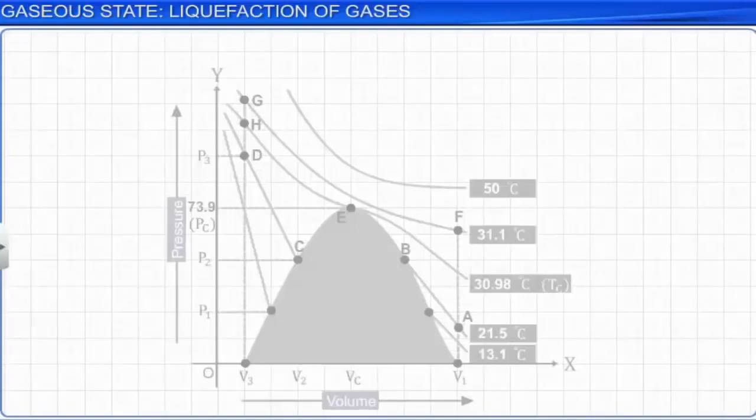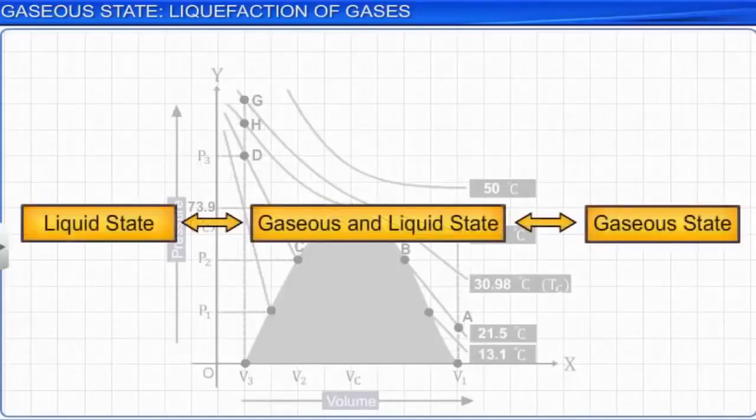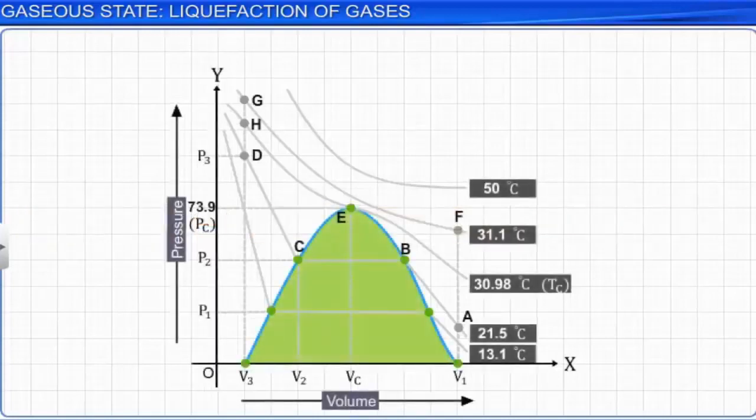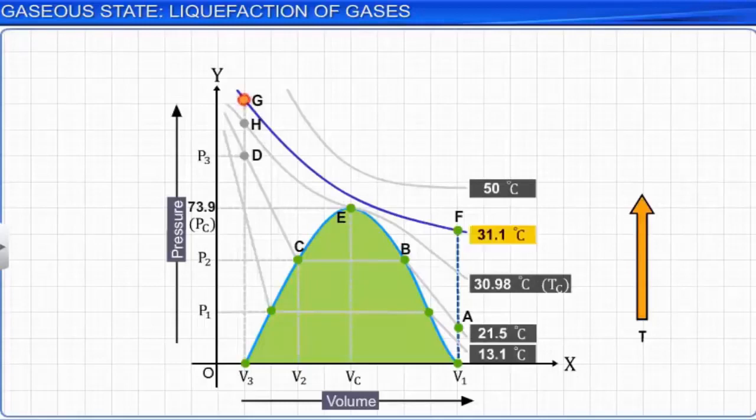Note that it is possible to change a gas into a liquid or a liquid into a gas, such that there is always a single state present, by altering the conditions of temperature and pressure. For example, in the graph, we can move from point A to point F vertically by increasing the temperature. Point G can be reached by compressing the gas at constant temperature along the 31.1 degrees Celsius isotherm.